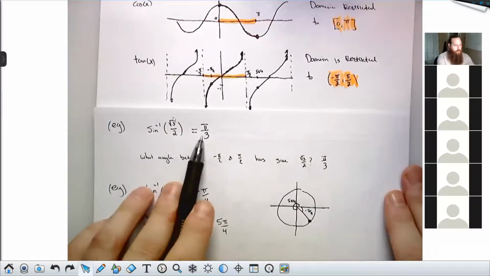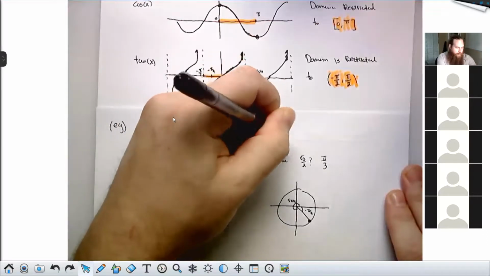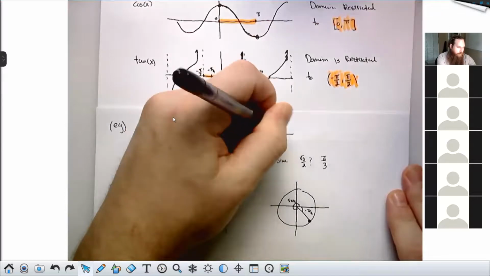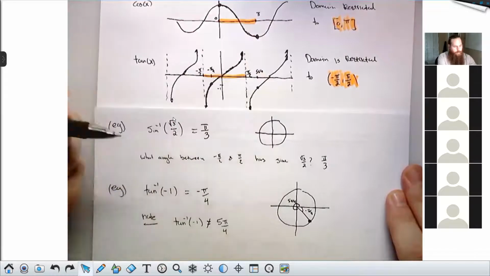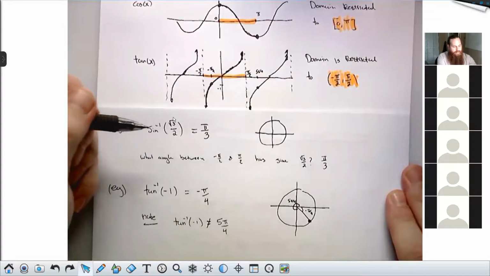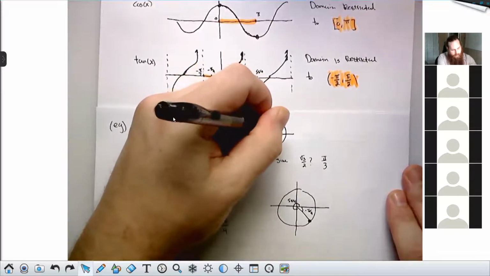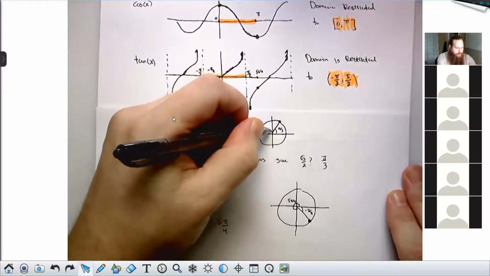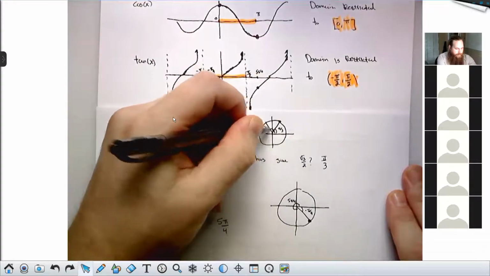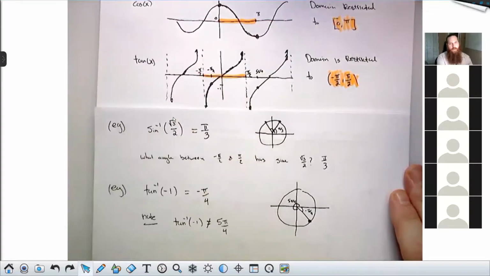Similarly, for the pi over 3 guy up here, this sign, that's why we don't choose 2 pi over 3. The sine of 2 pi over 3 over here also has output root 3 over 2, but it's not coming from the appropriate domain restriction. We need to go with that guy instead of this guy, even though they both lead to that output.